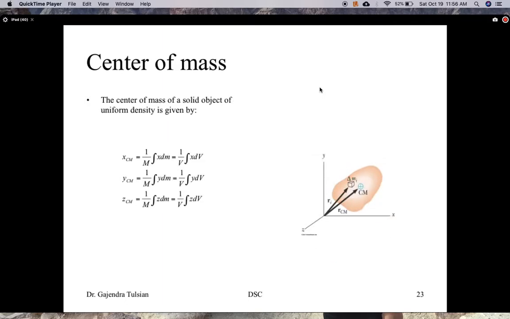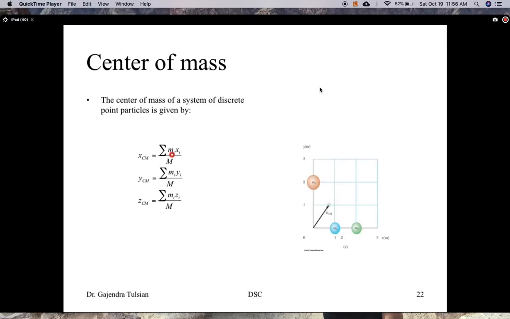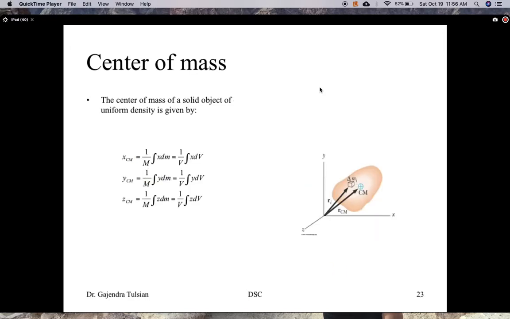Now if you have a continuous distribution, the summation signs get replaced by integral signs. So there's the total mass of the object. What you do is you take this mass and break it up into little pieces, that's dm. You do this integral to get the x coordinate of the center of mass. Similarly, for the y coordinate you integrate the y coordinate of each little piece over all the little pieces and divide by the total mass. So that's how you get the center of mass of a continuous distribution.